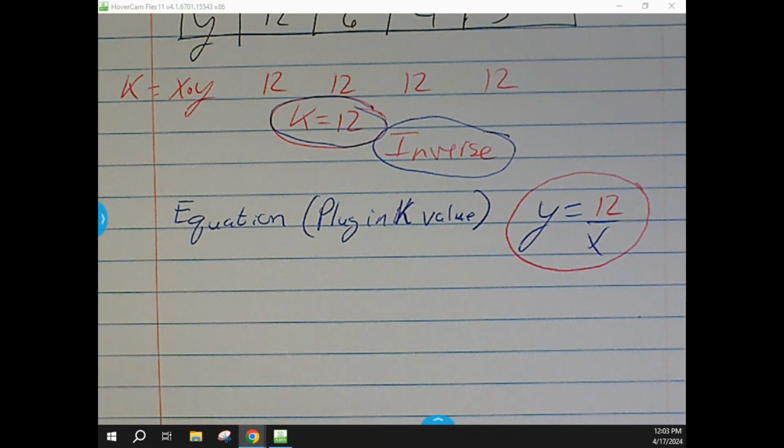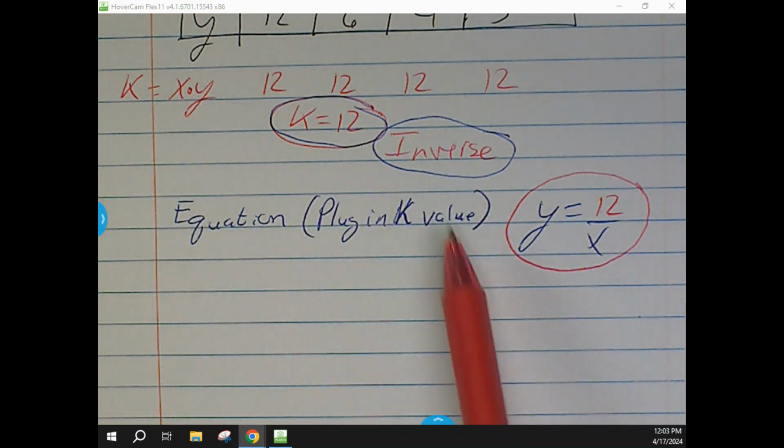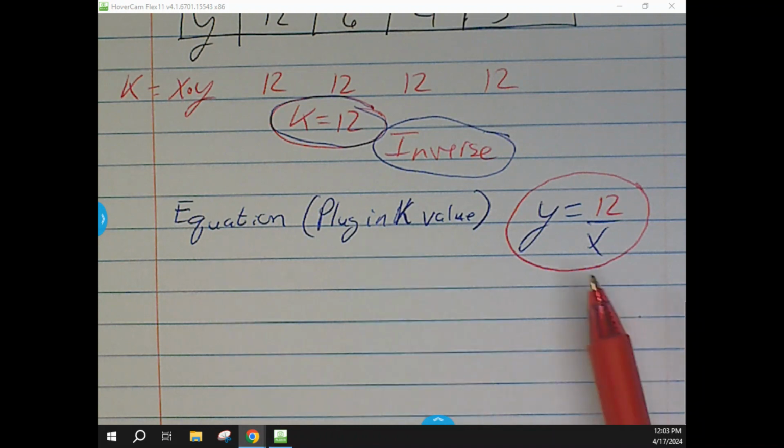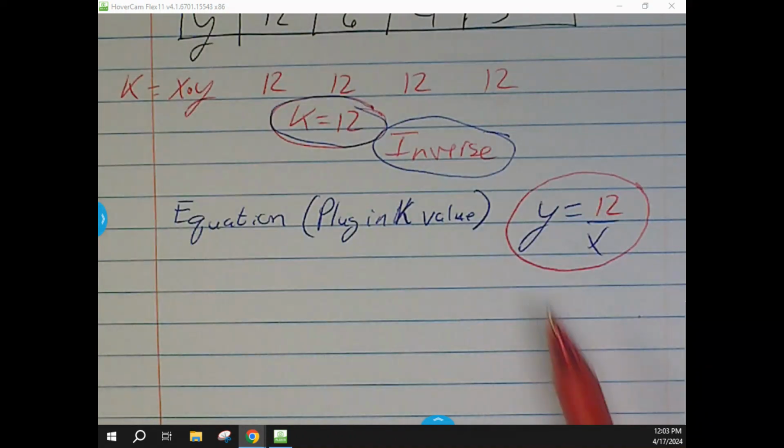Okay, so we're going to start off doing x times y. If you do x times y and all the numbers are the same, we've got our k value, and as long as you're multiplying, that makes it inverse. And again, if they ask you to write an equation, if we know it's inverse, then we're going to start with this. The only thing you've got to do is write down what this k value is. In that case, the k would be 12.